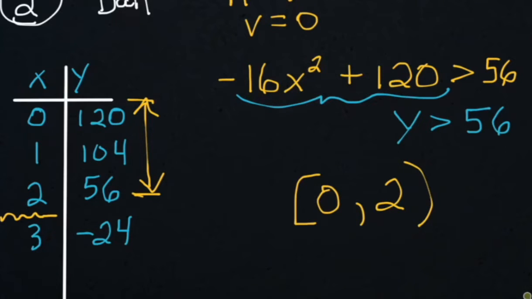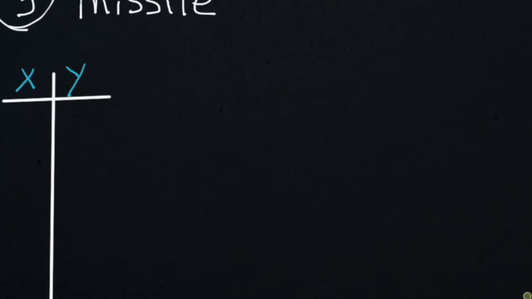Number 3. Company is conducting a missile test. On Earth, the missile is launched 50 feet off the ground. So my H value is 50. It travels at a velocity of 220. So we now know our velocity. Since it's on Earth, we know what gravity is.